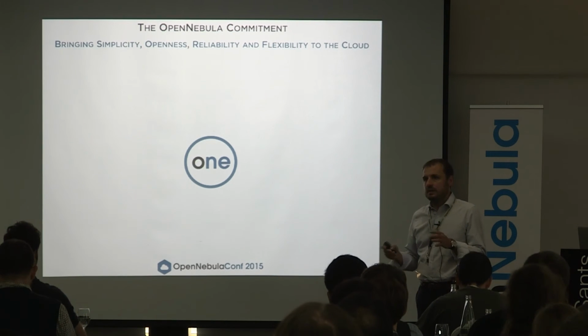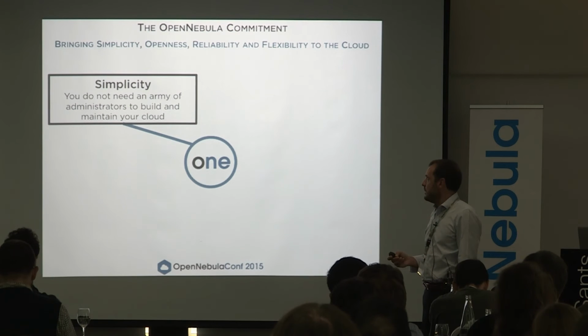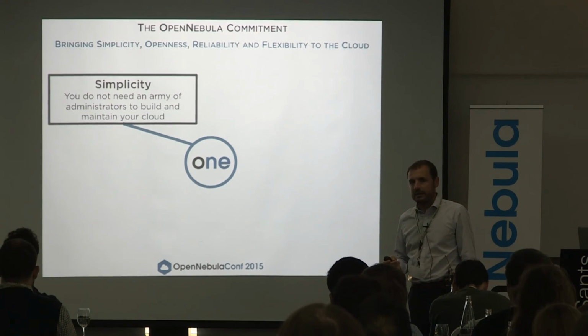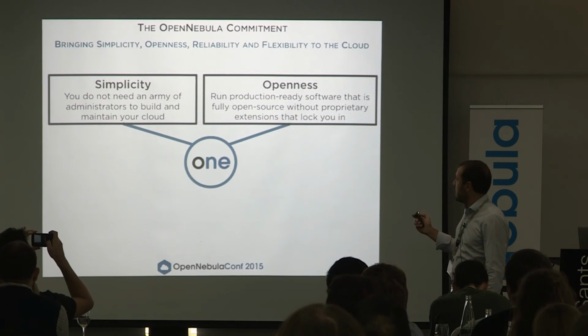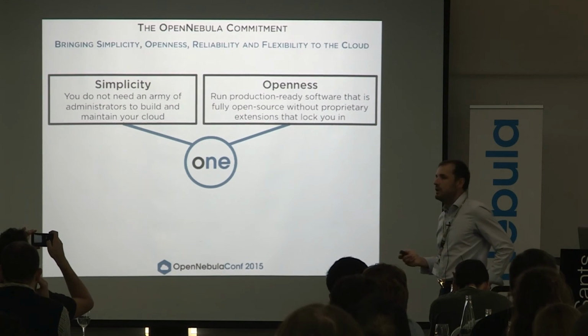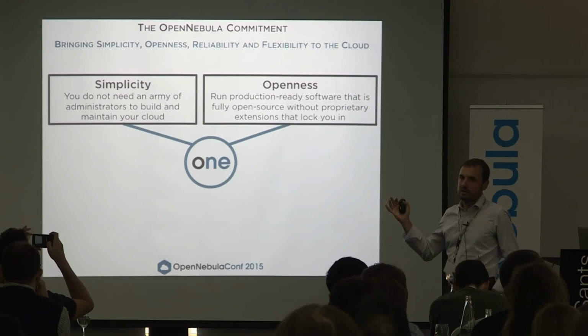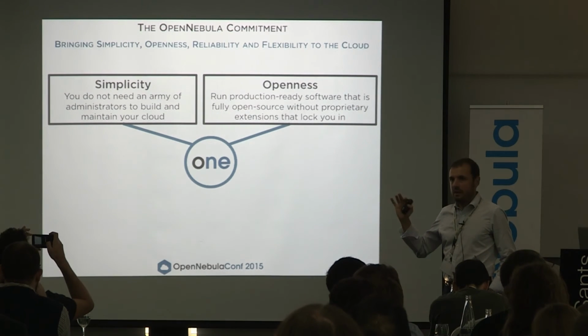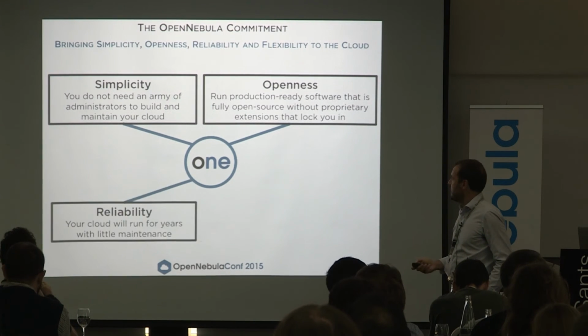What is the meaning of these terms? For us, simplicity is that you don't need an army of administrators to build and maintain your cloud. Openness is that you can run production-ready software that is fully open source, so we do not have an enterprise edition of the code. Open source, OpenNebula is itself enterprise-ready.